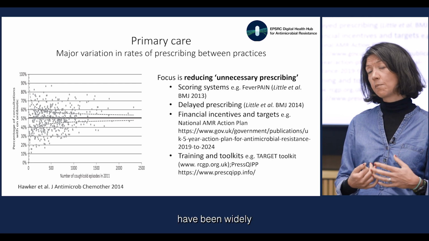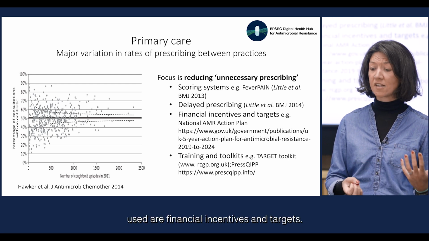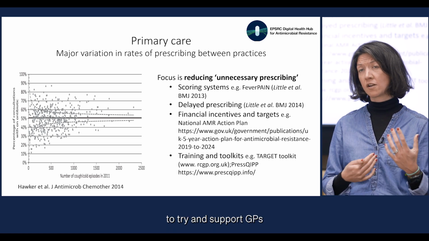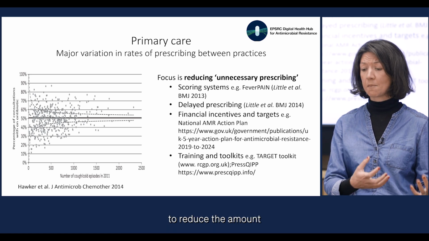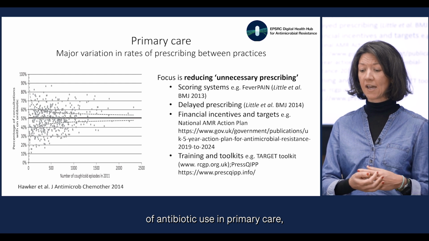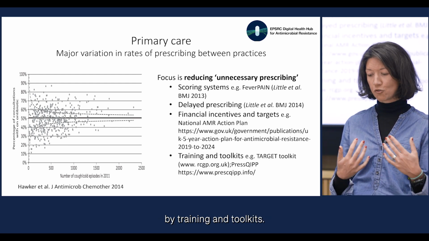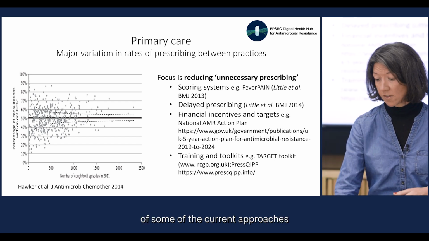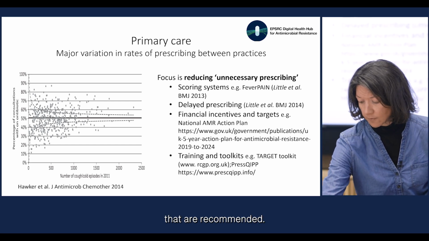Other strategies that have been widely used are financial incentives and targets. And so we've had all sorts of different targets to try and support GPs to reduce the amount of antibiotic use in primary care. And this is also supported by training and toolkits. And I've given you some examples of some of the current approaches that are recommended.